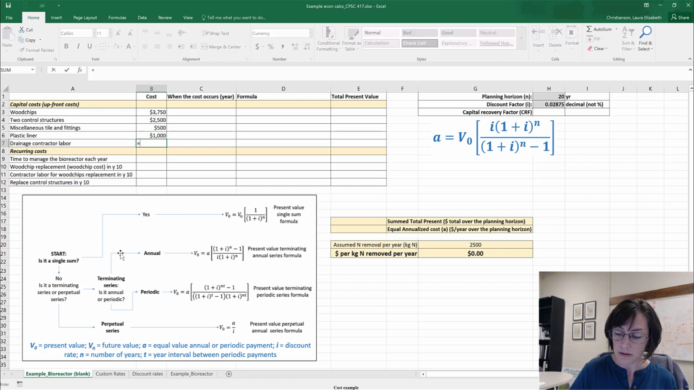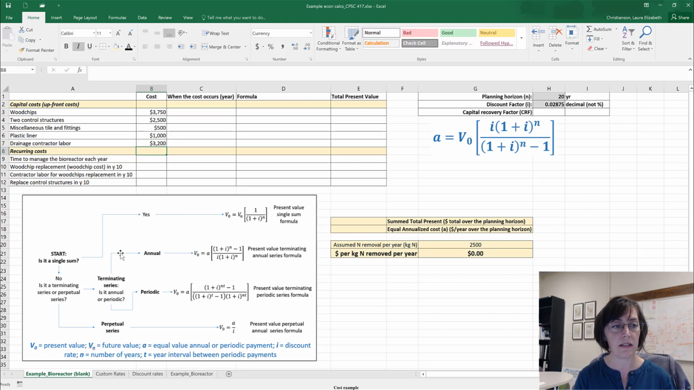So I'm going to say equals 2 guys, 2 people, I should say, times 2 days, times 8 hours a day, times $100 per hour. So that gives me a total cost for my drainage contractor labor for the initial installation of $3,200.